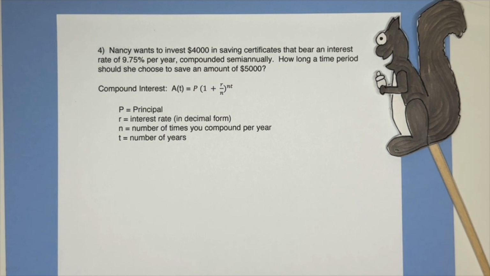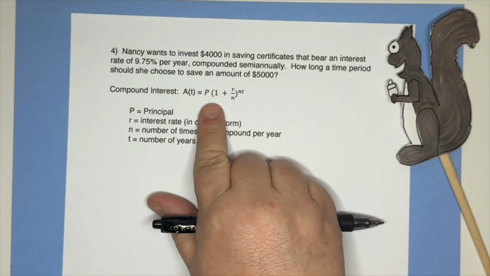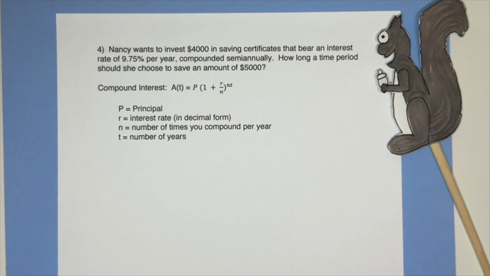So the question is, how long a time period should she choose to save an amount of $5,000? Now, I'm guessing I copied this out of the book, and I hate the way this is phrased. But let's talk about what it means. So first thing, the good news is you don't have to know the formula. We're giving you the formula. Now, if you wanted to go into a business degree, you would need to know this formula. But for us, we're just going to get this formula for free. So this formula is given to us, and we just have to figure out what's going on.